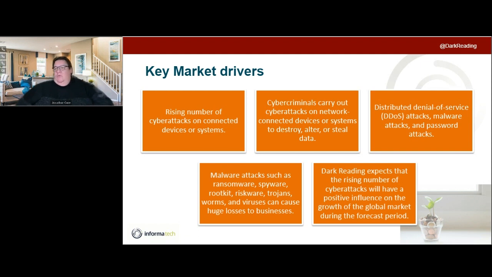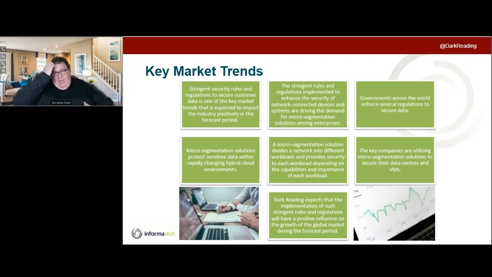And certainly, one of the things we're expecting in Dark Reading is that this rising number of cyber attacks will have a positive influence on the growth of global markets during this forecast period. What does that mean in English? Attackers can keep doing bad things, and security leaders are going to be trying to find ways to fix it. Microsegmentation is looking increasingly attractive as a solution, which of course brings us on to market trends.